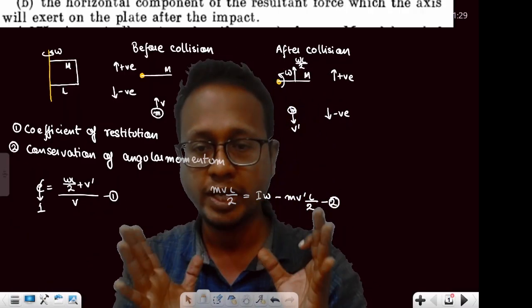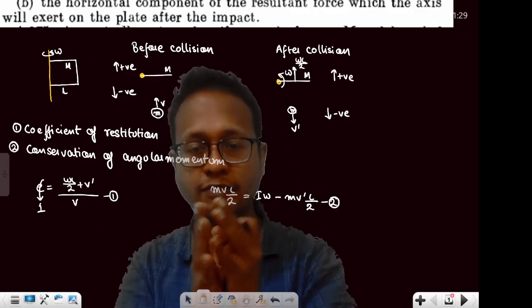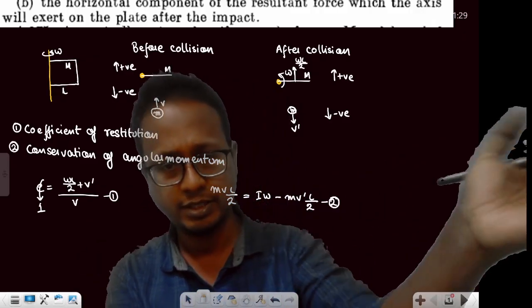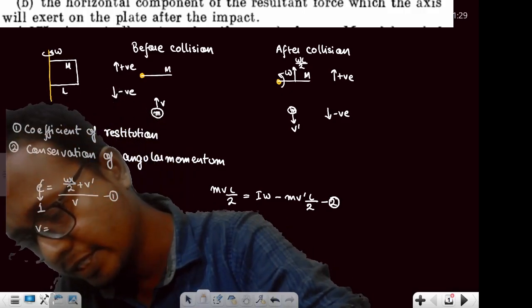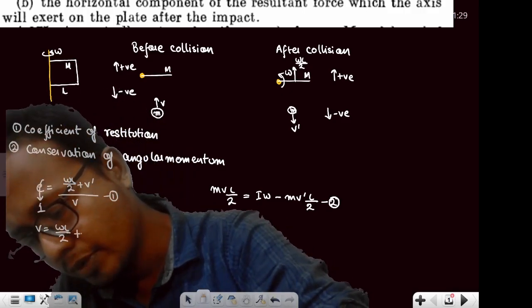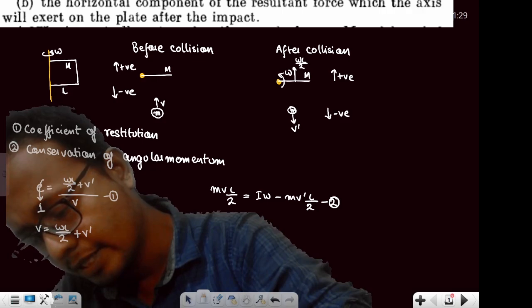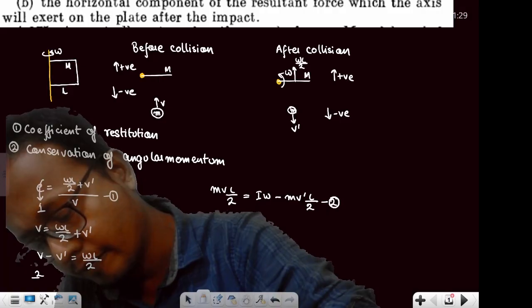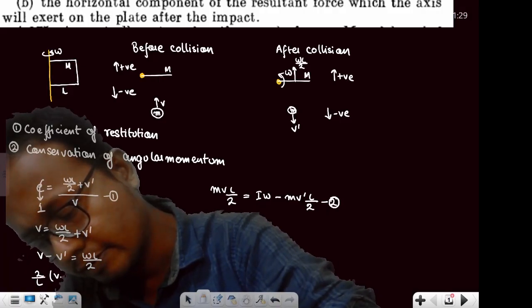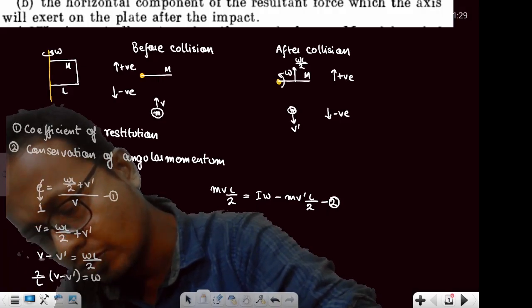And if I equate this to omega, the term omega will disappear from the combined equation. Understood this much? Okay. So let's isolate the value of omega. V is equal to omega L by 2 plus v dash. And v minus v dash is equal to omega L by 2, and 2 by L. V minus v dash is equal to omega.